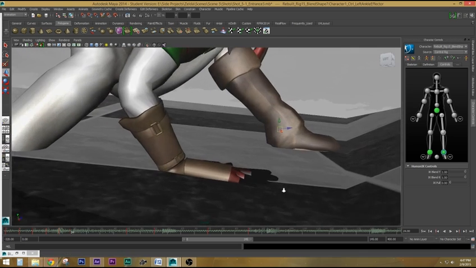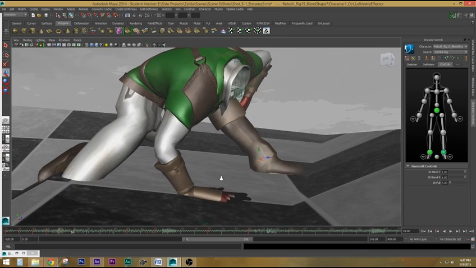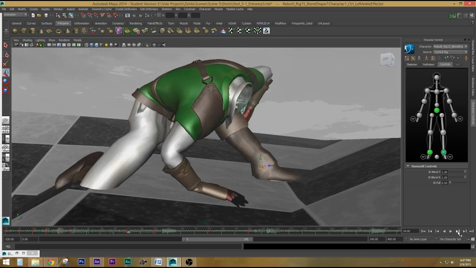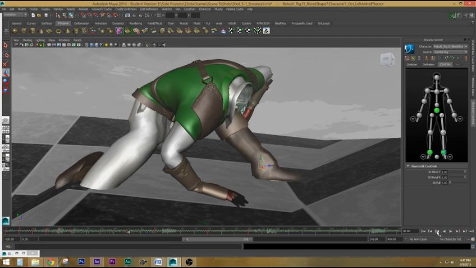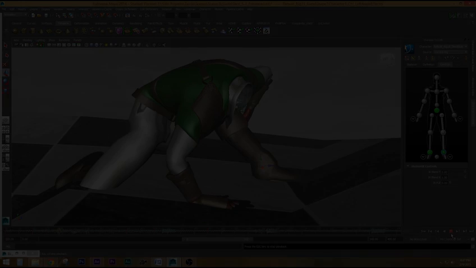Now, look at these 2 keyframes. Here's the first one, and here's the second. This is the first one, and there's the second. Really, it's not a difficult animation. The hero is only lifting his right hand. No hip movement, no foot movement, just his right hand.